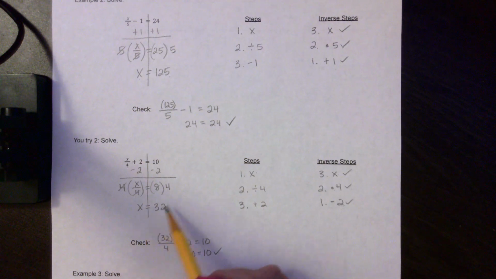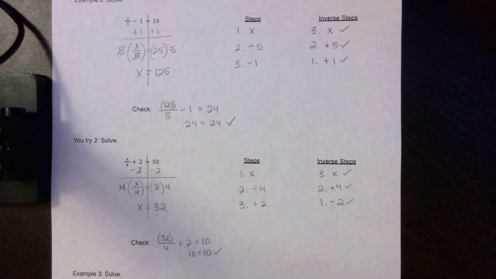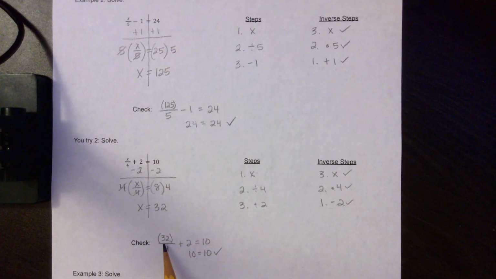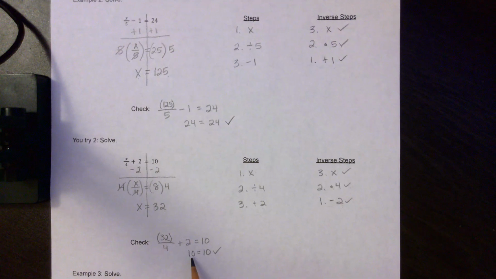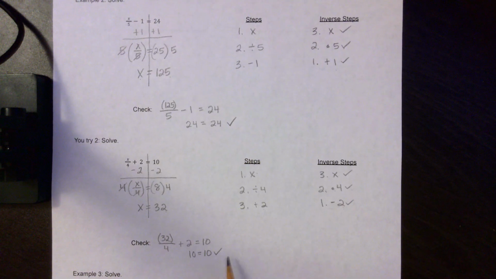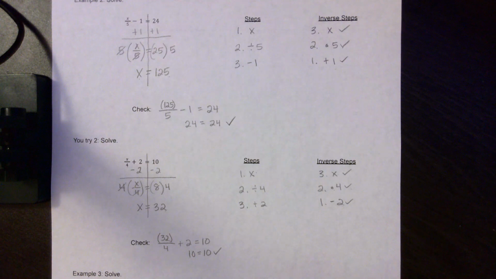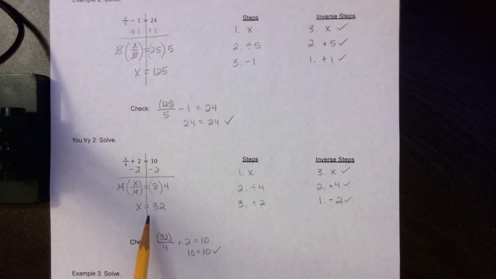On the left, 8 times 4 is 32. Again, when I plugged or substituted 32 in for x in my original equation, I ended up with 10 equals 10. Since that's true, I know my answer is correct, and my correct answer is x equals 32. So stop this recording now and move on to example 3.